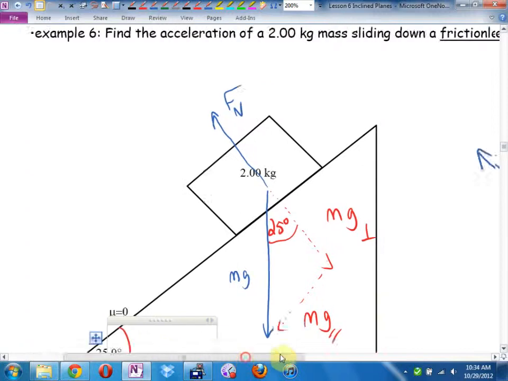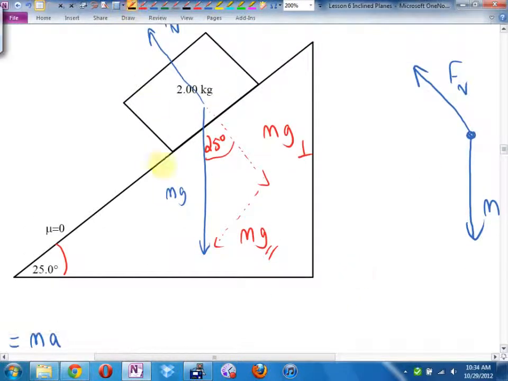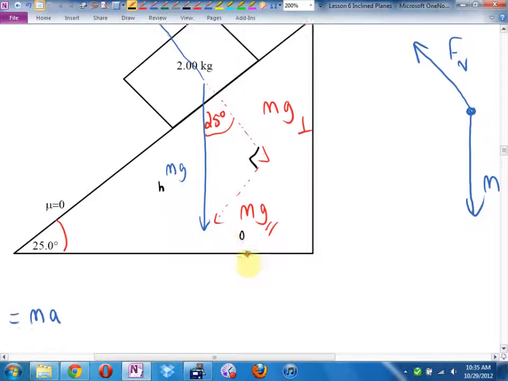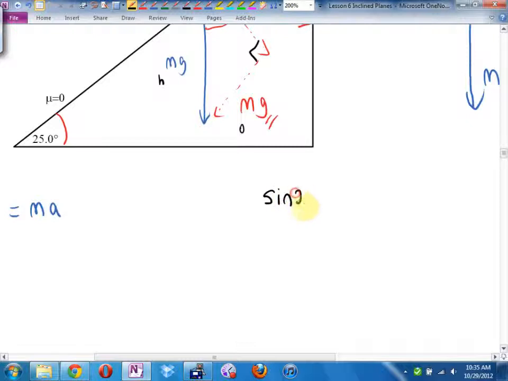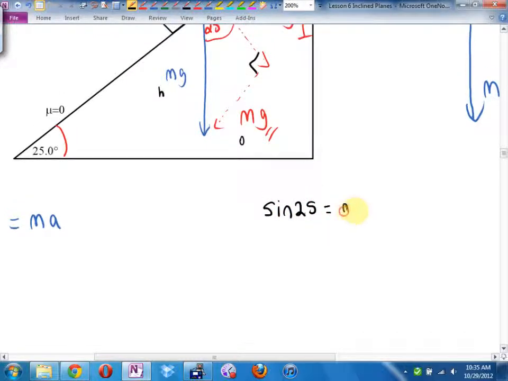Let's get tricky with it. Ready? I'm pretty sure mg is the hypotenuse of this triangle because that's the right angle right there. mg parallel: opposite, adjacent, or hypotenuse? Opposite. Which trig function? Sorry, what? I didn't hear you. Sine? Sine of 25 equals opposite over hypotenuse. Get the mg parallel by itself.